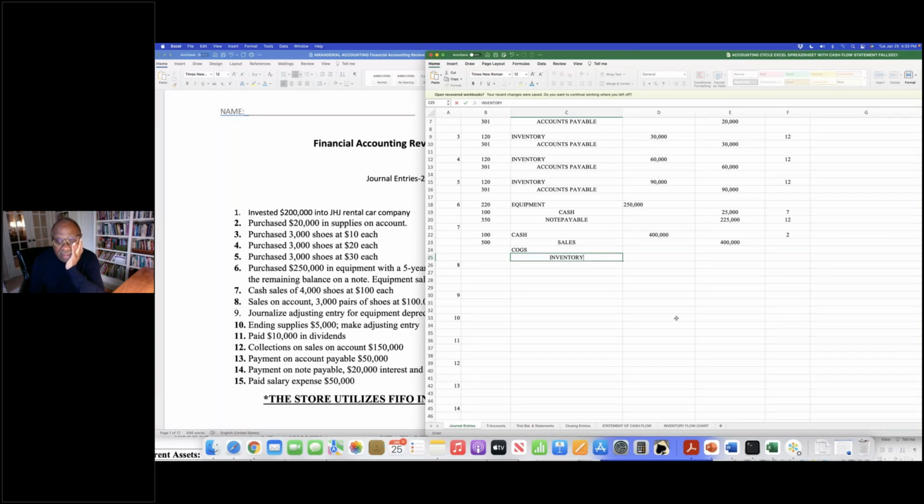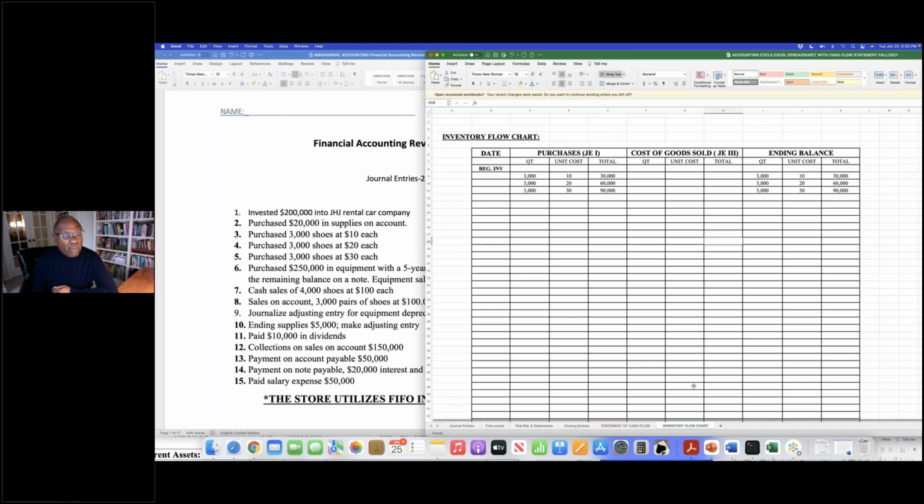So we got to come up with this amount. We go to our inventory flow chart. And how many pairs of shoes did we sell? 4,000. And so now we want to utilize this column so we can determine how much is going to be in that cost of goods sold entry. We sold 4,000. So we sold all of these, correct?